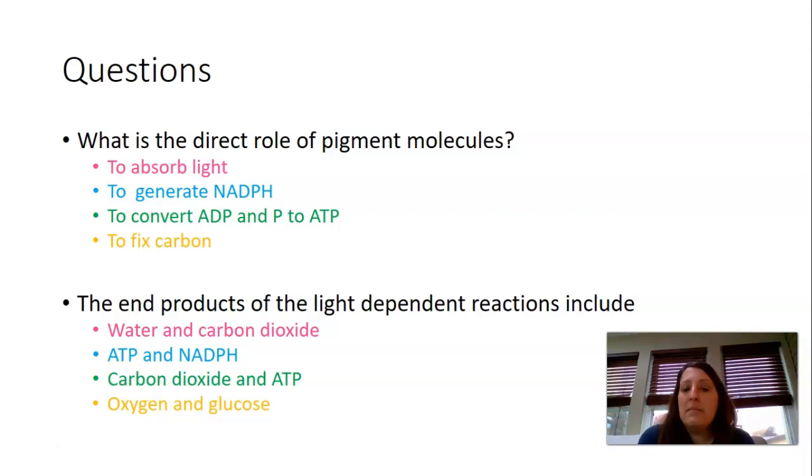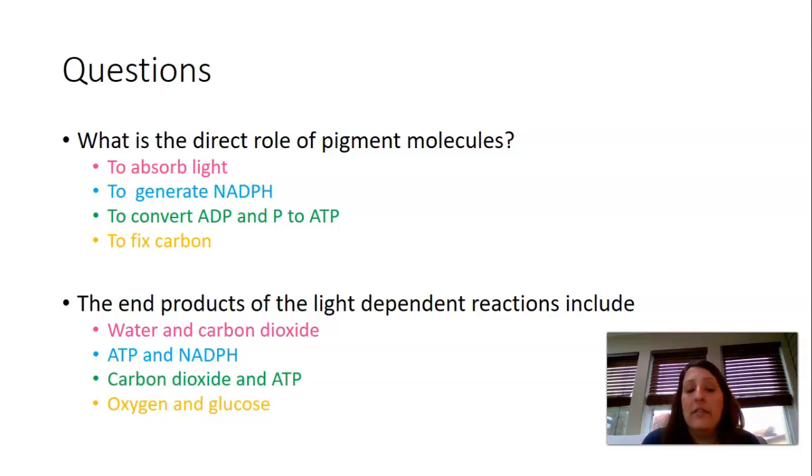Okay? Remember, our pigment molecules generally, the ones that we're looking at, are going to absorb in the blue-green region, slightly in the green region, and the red-orange region. Okay? And actually, most of that green light in the visible light spectrum gets reflected. And so that's why leaves usually appear green.